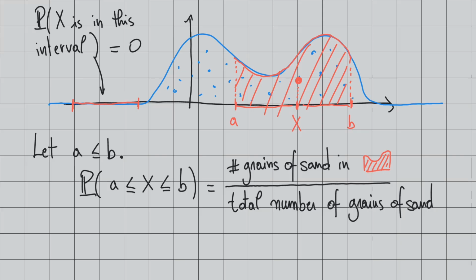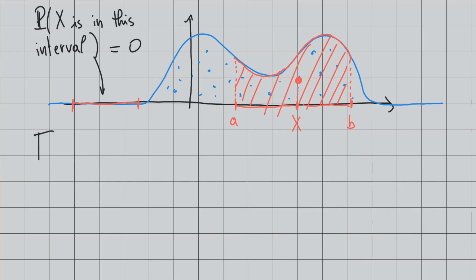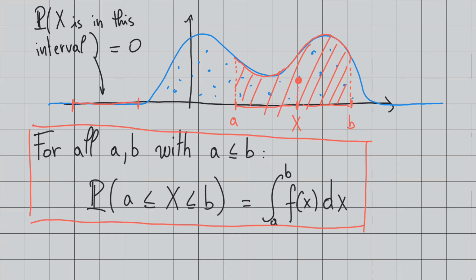Because we said that the number of grains of sand in any region is proportional to its area, this ratio is just the area of the red region divided by the total area under the curve. Since we assume that f was a PDF, the denominator is just 1. This means that we have a very simple way of expressing the probability that x is between a and b. It is just the area of the red region, which we can express as the integral from a to b of the function f. This last property characterizes the distribution of x.